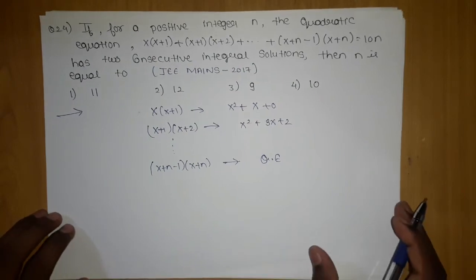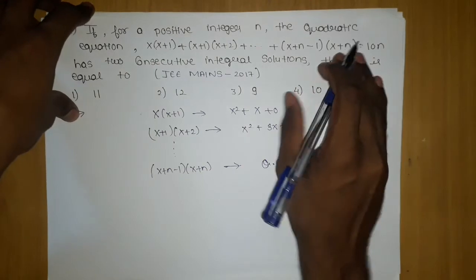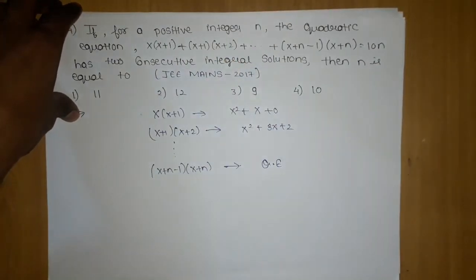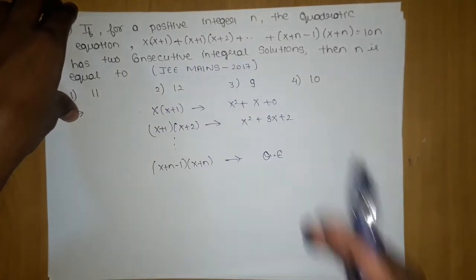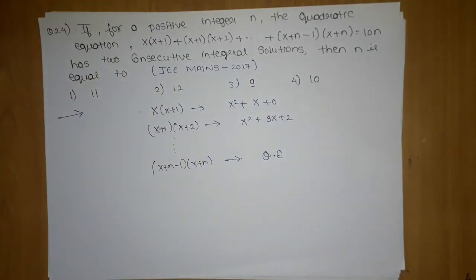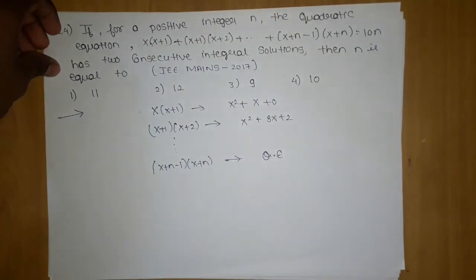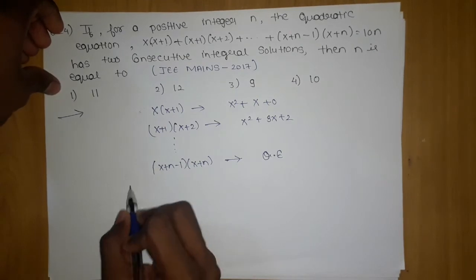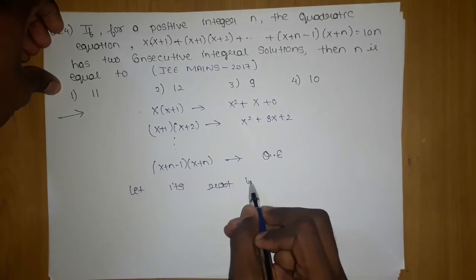Now we came to know that yes, it is a quadratic equation, because many children get confused by observing this series, wondering how it will be a quadratic equation. You have to consider each pair, then it will be a quadratic equation. And in this whole function, x square is the highest power, because each pair will give me at most an x square polynomial. Now what we can do, they are telling it is equal to 10n and has two consecutive integral solutions as roots. So let its root be alpha.